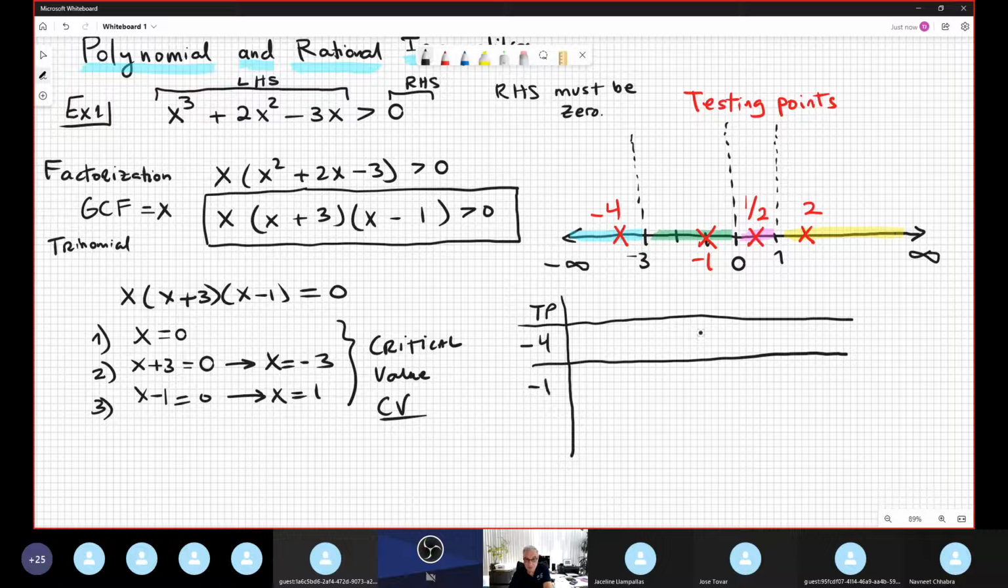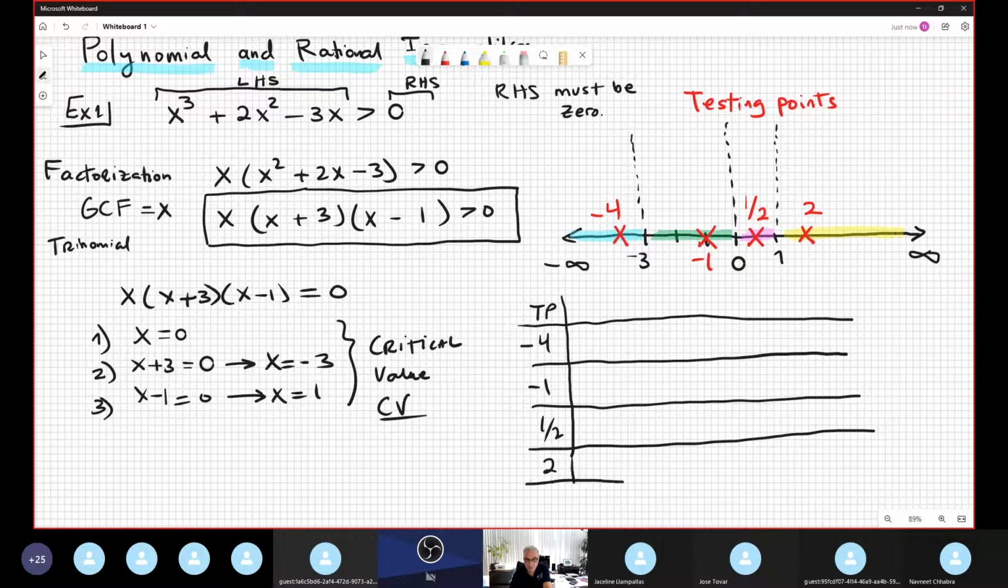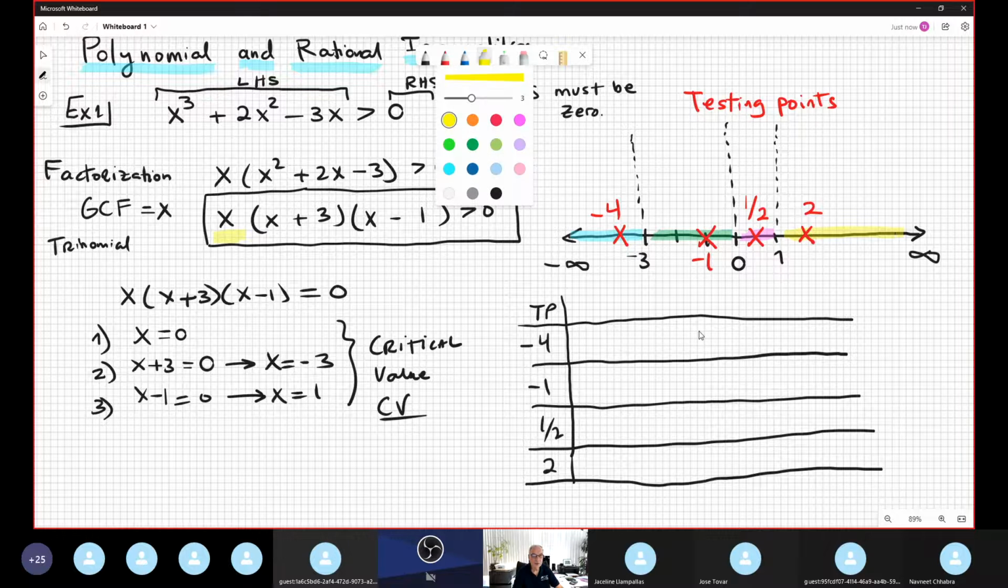-1, 1/2, and 2. Instead of evaluating the original function, I am evaluating factor by factor. I select, for example, this factor, and this factor. I evaluate a sister, no? You can do this mentally, maybe, this factor.